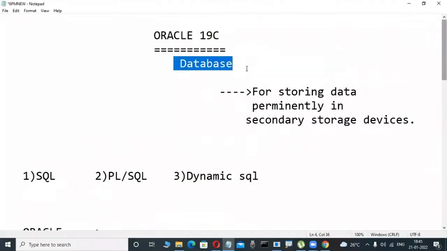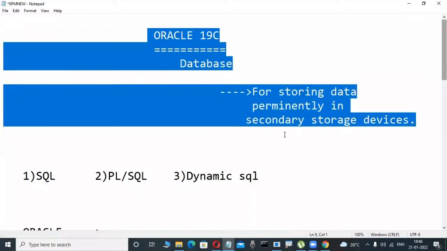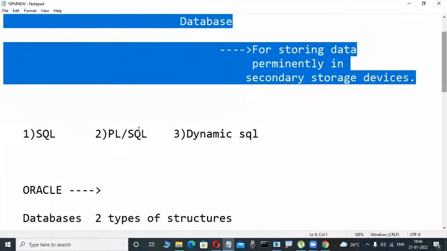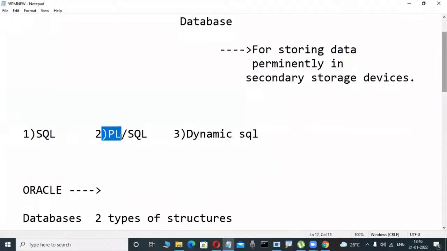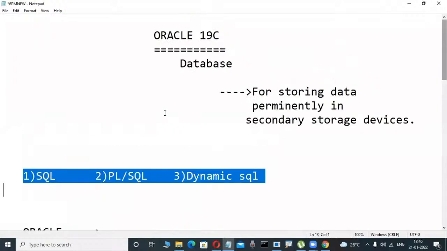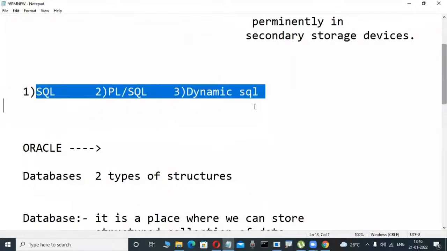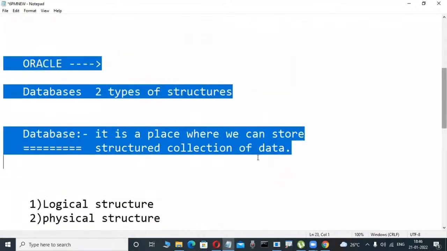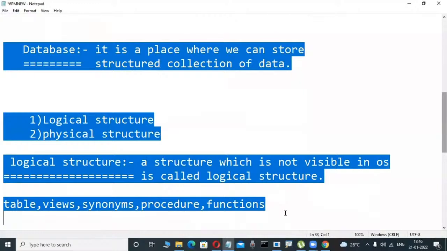What is the purpose of databases? Not only storing data permanently, but also efficiently retrieving and fetching the data from some place. If you want to operate this Oracle software, we use SQL, PLSQL, and dynamic SQL languages. Anywhere we learn an Oracle course, these three things are taught.